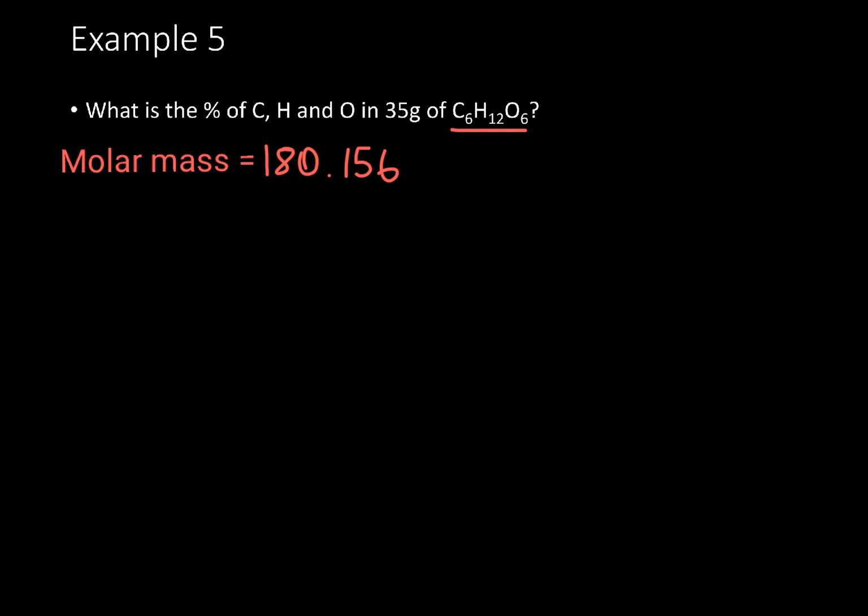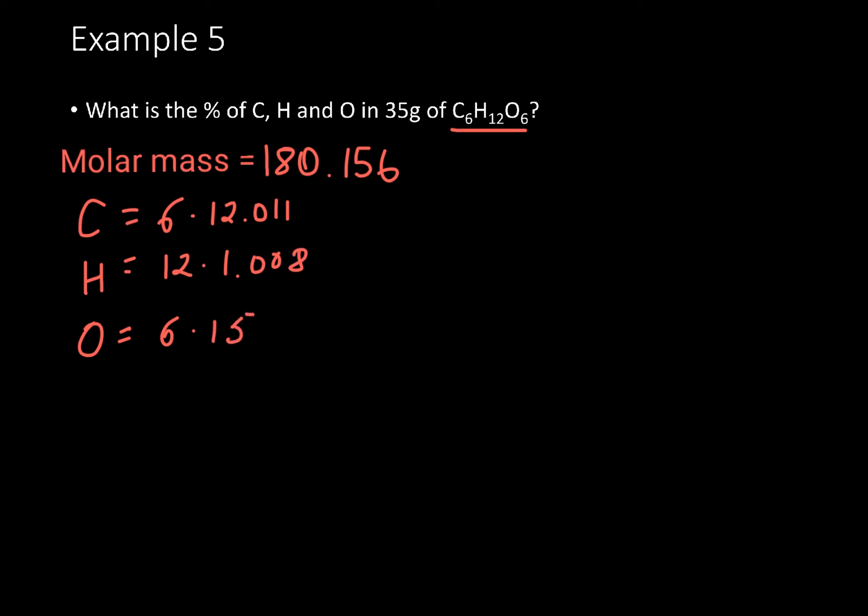Now you're going to similarly find the mass of the 3 elements. So what is the mass of C, what is the mass of H, and what is the mass of O? Remember that you have a subscript for each of the 3 elements, so whatever mass you get for each, you will multiply by the subscript. So C will be 6 times the mass, H will be 12 times the mass, and O will be again 6 times the mass. We know C is 12.011, H is 1.008, and oxygen is 15.999. Okay, so go ahead, pause the video, and figure these answers out.